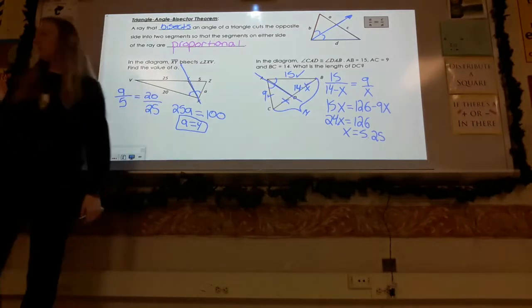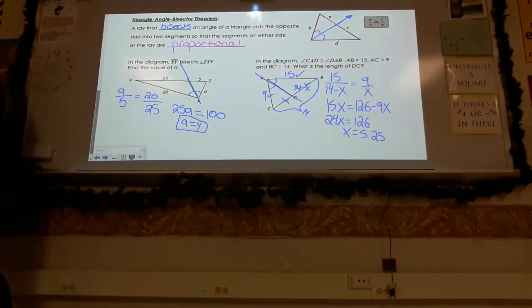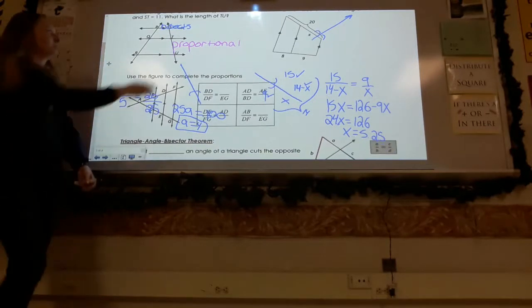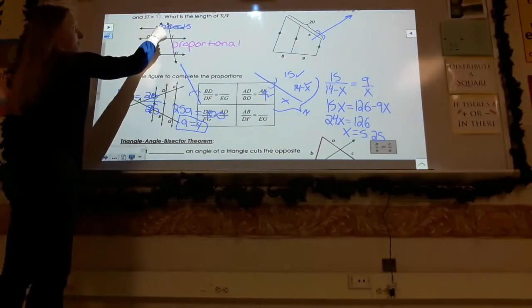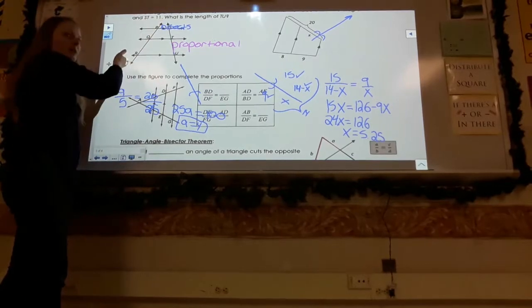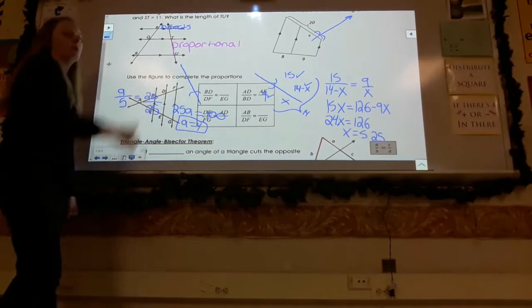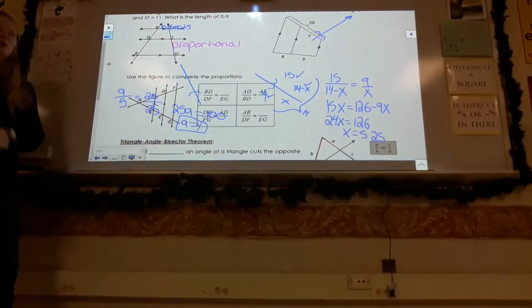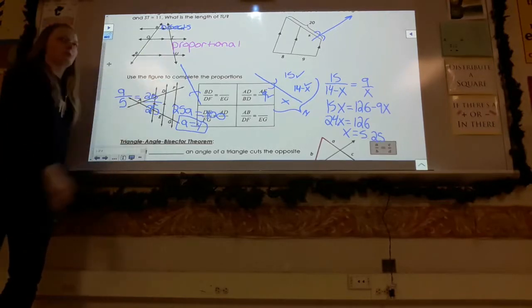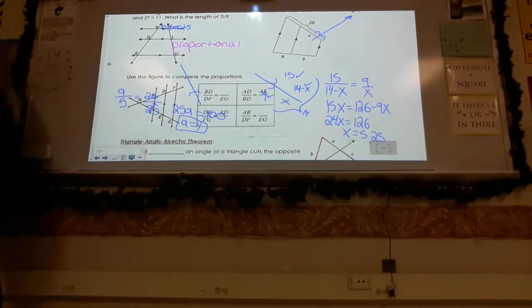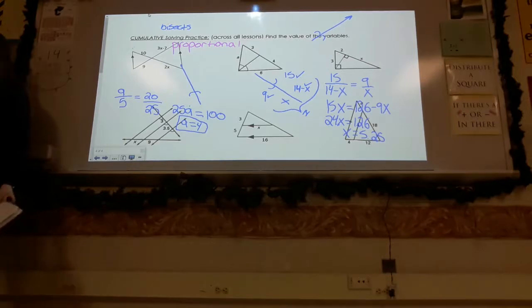Same thing with the side splitter. You don't want to jump over empty space. Like if you were doing this one, you don't want to jump like this, you're jumping over that empty space. Just stay on one side of the shape, and then you can go over with the equals. On the other side of the equal sign for the proportion, that's the side of the shape you would want to use. Okay?